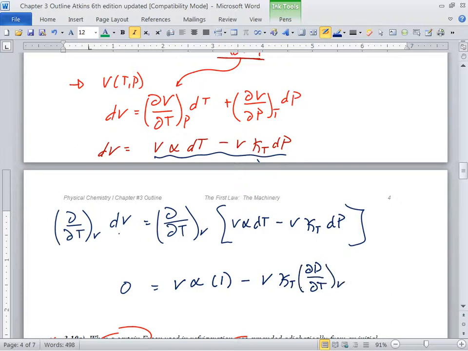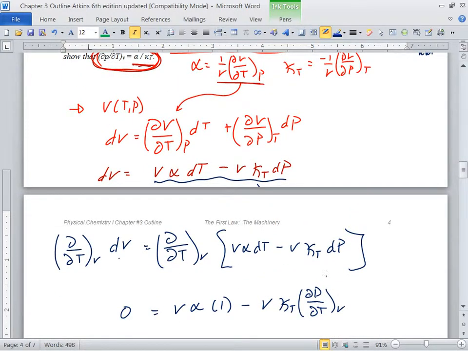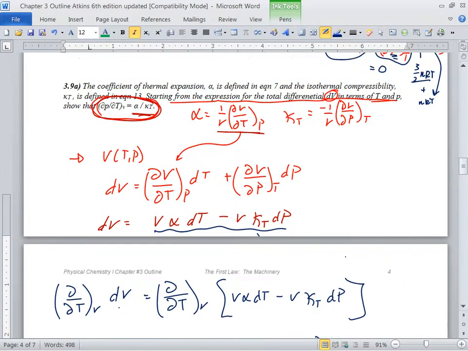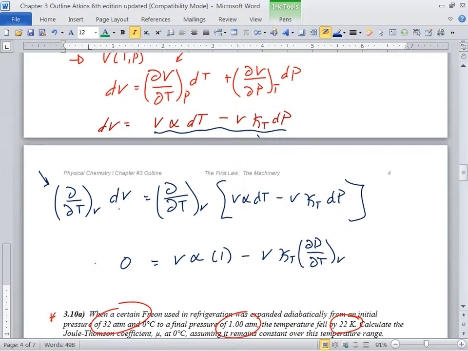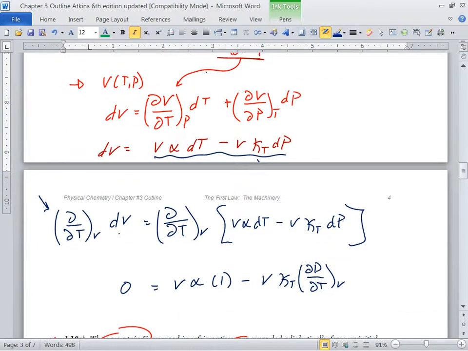This is a really hard one. Am I getting close? Yeah, there it is. So that's why I did the partial with respect to t at constant v, because that's what we were after. That's why we did this step right here, because you're after that partial of p with respect to t at constant v. That's tricky. So you just rearrange, and then you'll have this, and you're done. Just solve for this guy.